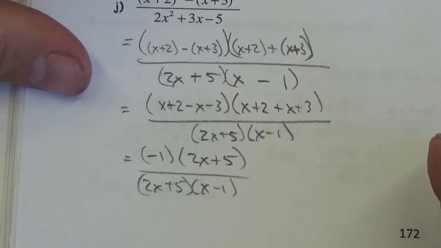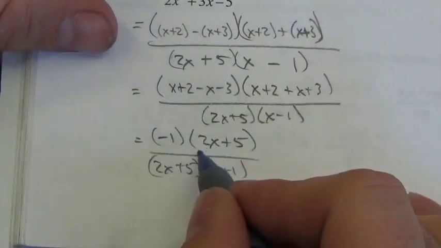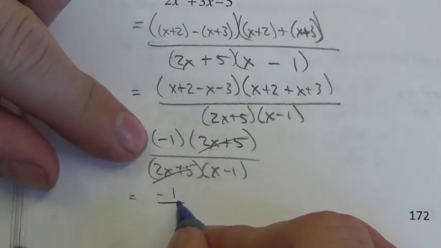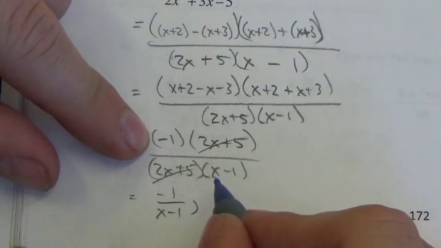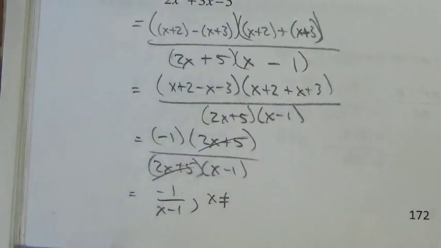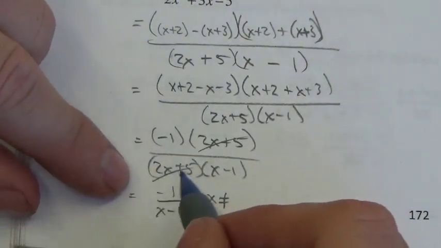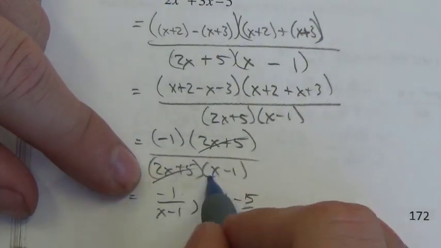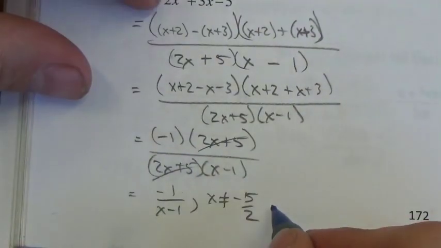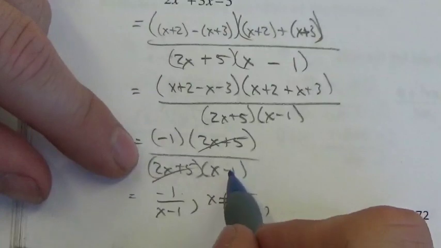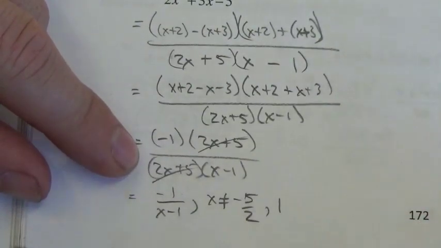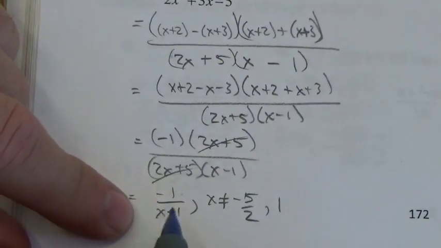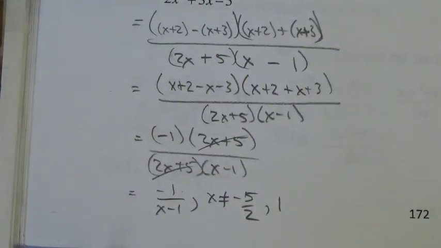Okay, good. Now I'm at something that I can play with. I can cancel the 2x plus 5s. I'm left with negative 1 over x minus 1. Now, the removable discontinuity is going to be x = −5/2. Bring the 5 over from the equal sign, divide by 2. The essential discontinuity will be positive 1. That's what makes the denominator equal to 0, and I can still see that at the very end. That's why it's essential.